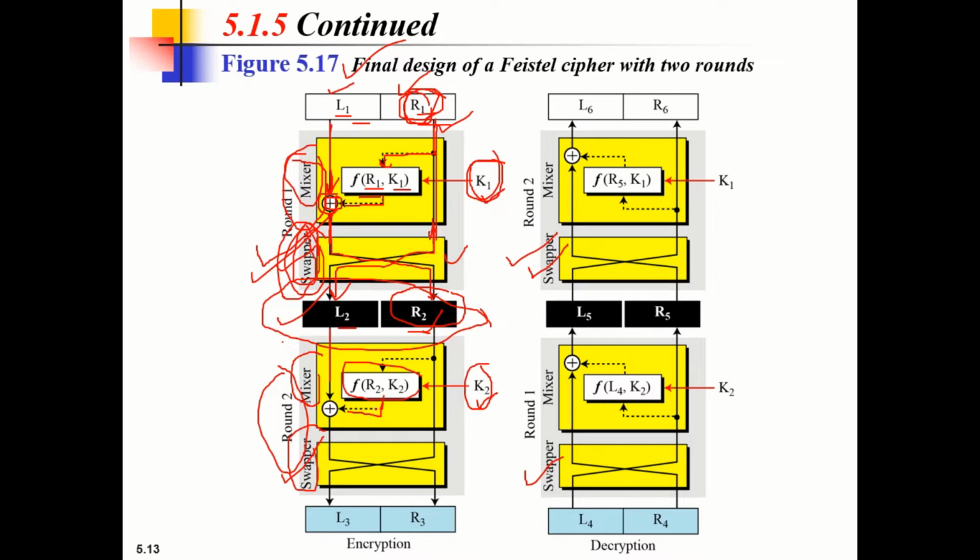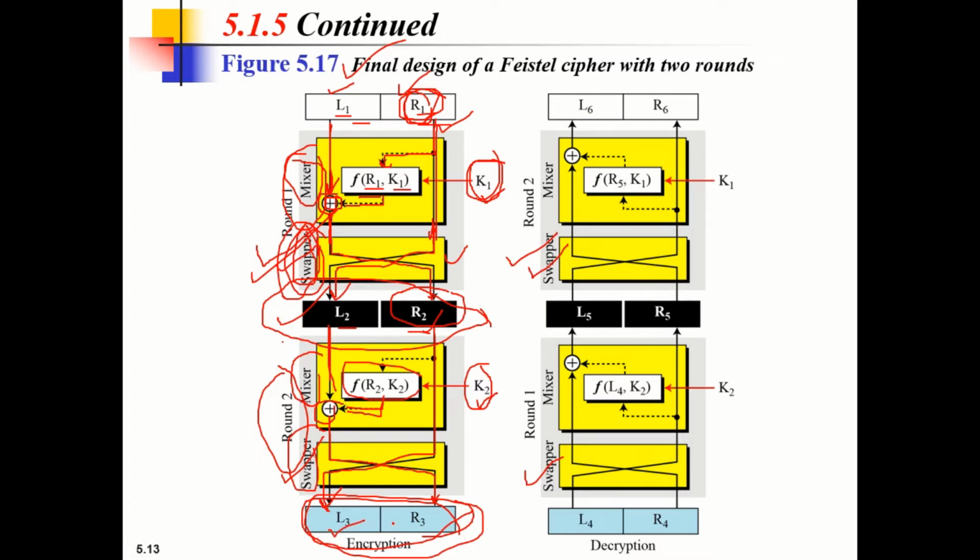So the output of this function and L2, which is the left part of the middle text, will be XORed and then swapped using the swapper. So this left part of the middle text will be made the right part of the text, and this right part will be made the left part of it. Now we have the encrypted message with us. Because this structure has only two rounds, we can have more rounds as well, but here we are showing an example with two rounds only. So now we have the cipher text with us, right?